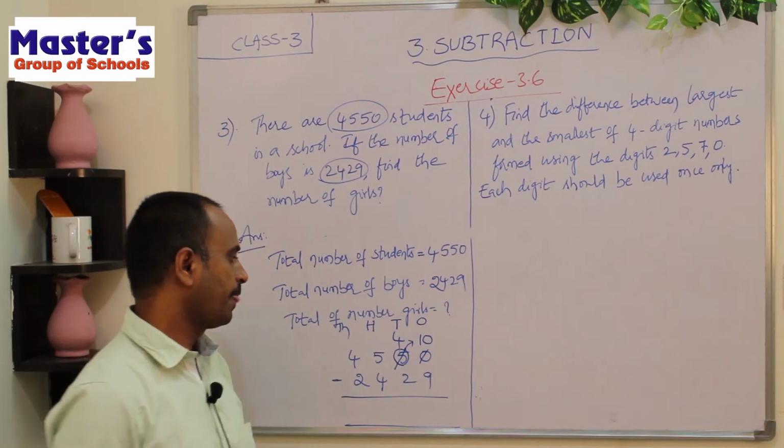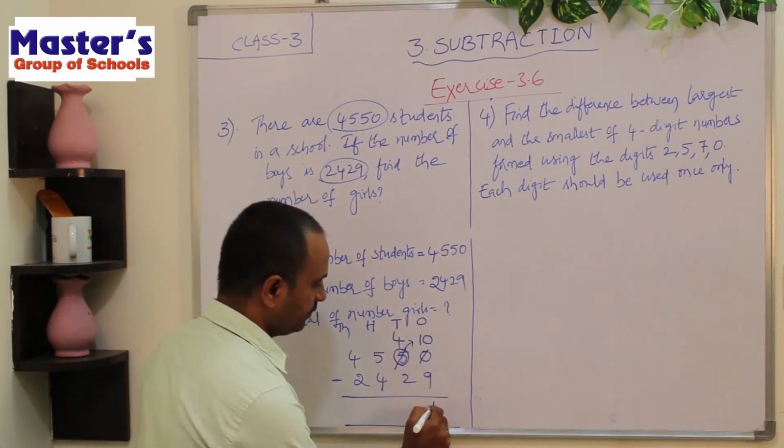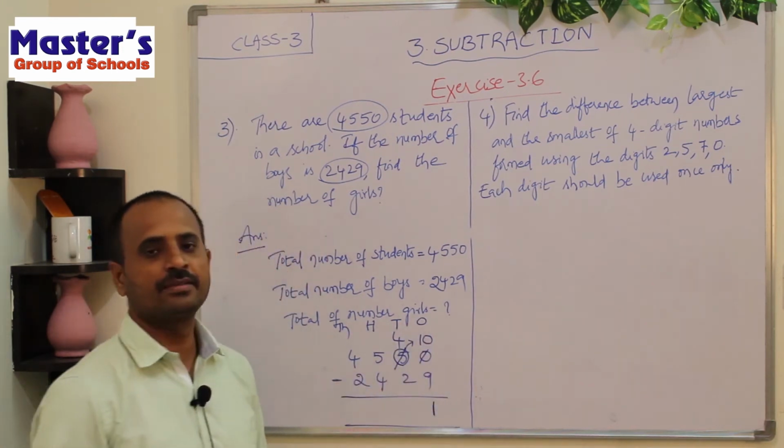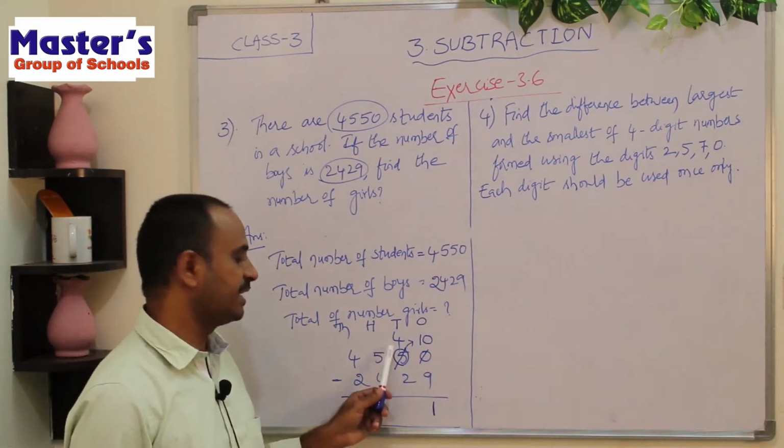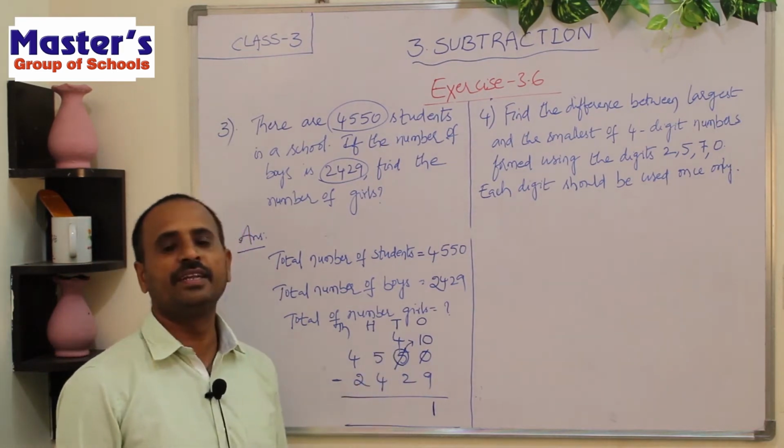So write 1 under 1's place. Now go to 10's place. What are the digits present in 10's place? 4 and 2 are present in 10's place.